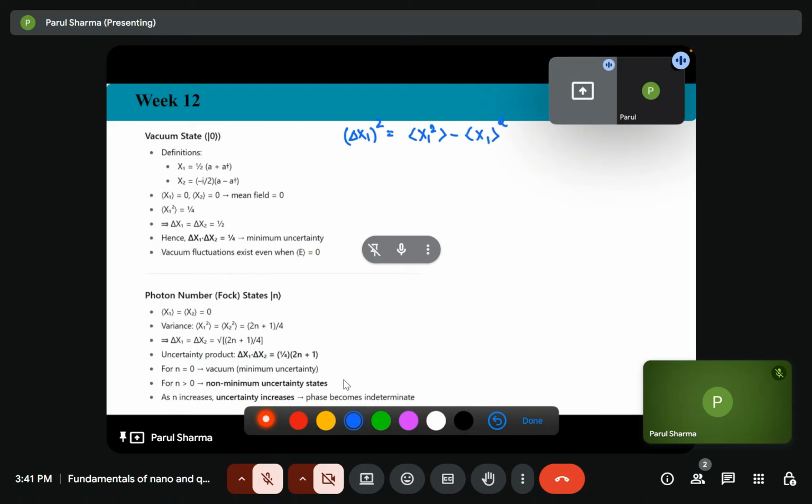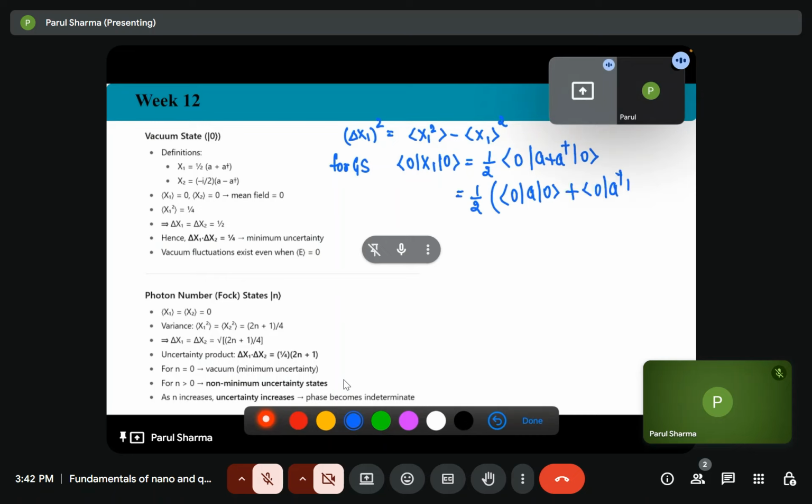So now we want to calculate for the ground state. If we are calculating the expectation value of x1, it will be half, 0, a plus a dagger, 0. Now when a will act on 0, it will give us 0, since 0 is the ground state. Now a is the annihilation operator. So there is no existing state below the ground state, so it will give us 0.